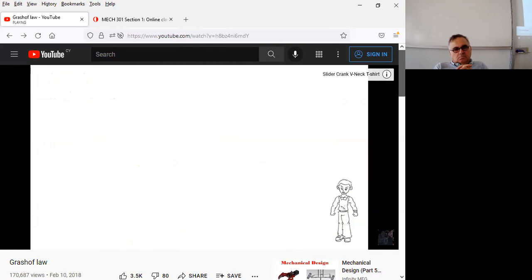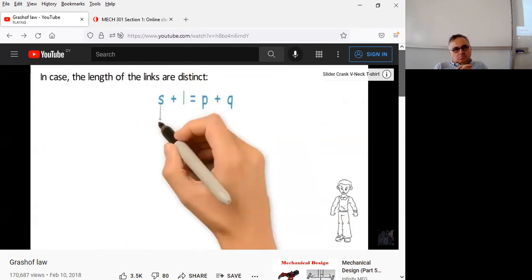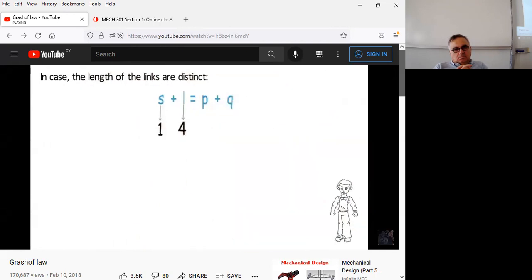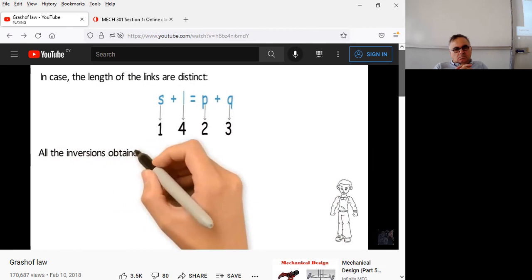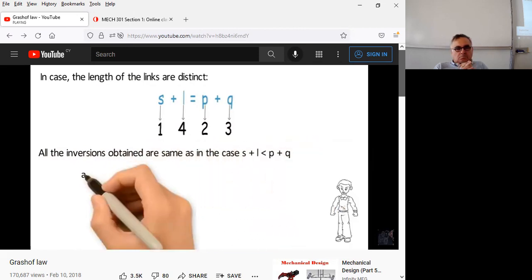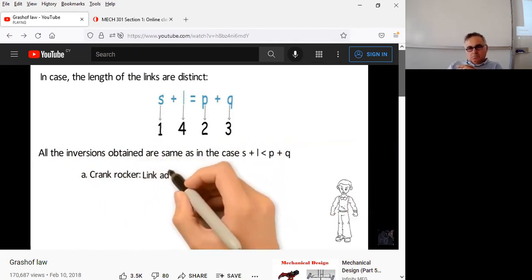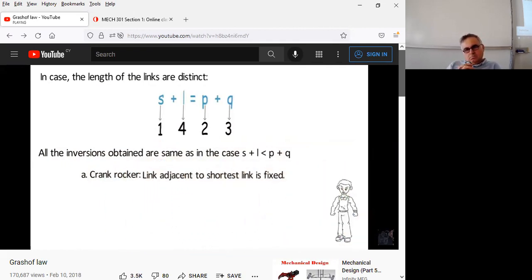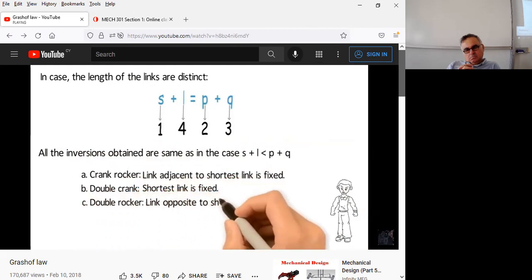Got it. Linkage where the lengths of the links are distinct. For example, S 1 unit, L 4 units, P 2 units, Q 3 units. All the inversions obtained are the same as in the case S plus L less than P plus Q, which are crank rocker, for which a link adjacent to the shortest link is fixed. Double crank, for which the shortest link is fixed. Double rocker, for which the link opposite to the shortest link is fixed.